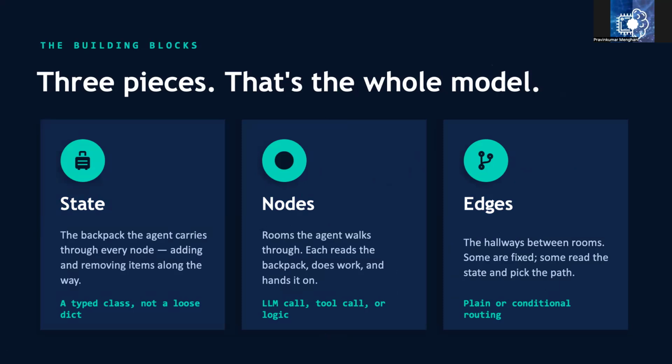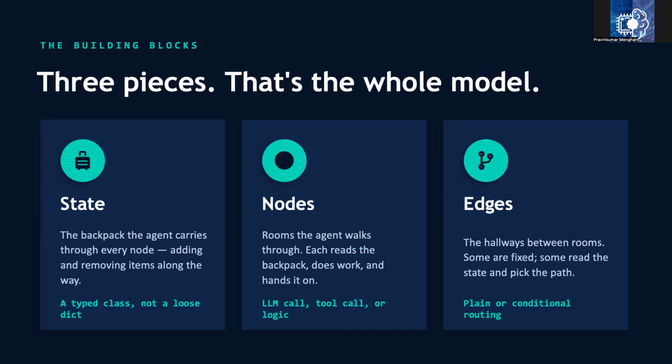So imagine your agent is a traveler walking through a building. They have got a backpack, that's the state. Everything they know, everything they have collected, it's in that backpack. So this is exactly what the state means. Then talking about the nodes, nodes are the rooms in the building. Each room has a job. One room calls the LLM, another room calls a tool, another room checks if we are done. The traveler walks in, opens the backpack, does the work, puts the result back in, and moves on.